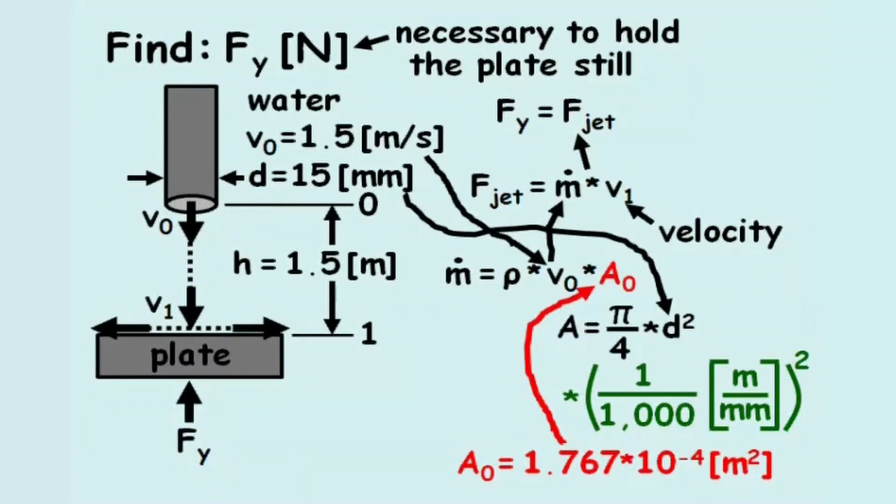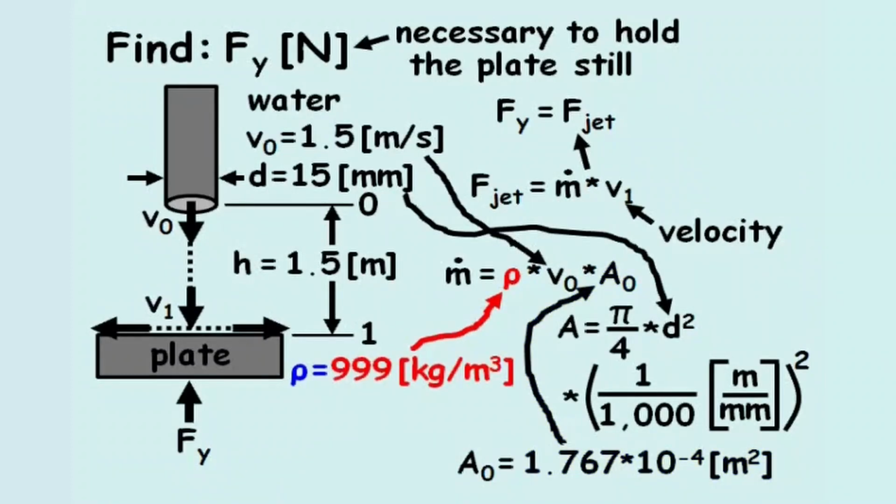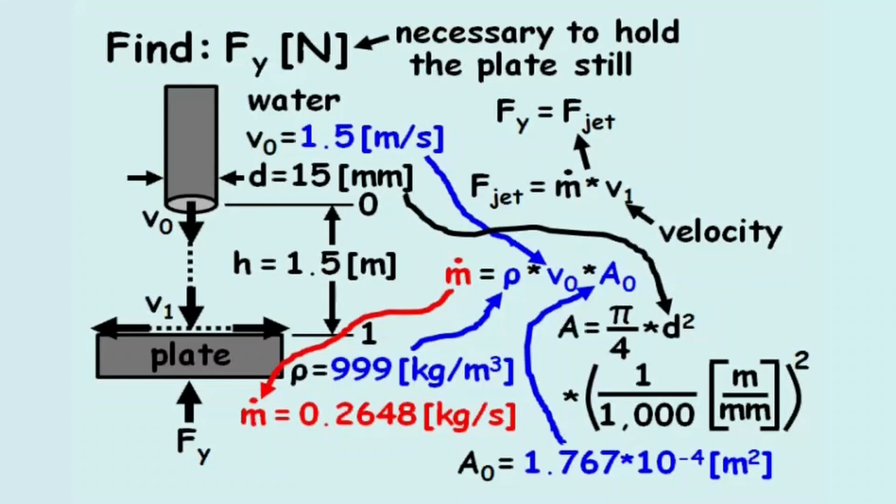The density of water in metric units is approximately 999 kilograms per meter cubed. This makes the mass flow rate equal to 0.2648 kilograms per second. Having solved for m dot, we next need to solve for v1, the velocity of the hydraulic jet as seen by the plate.